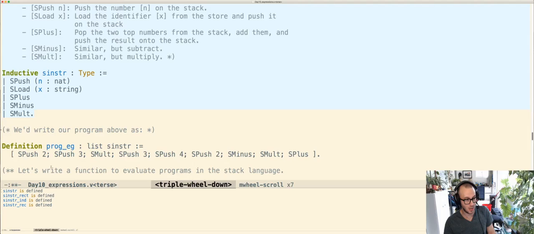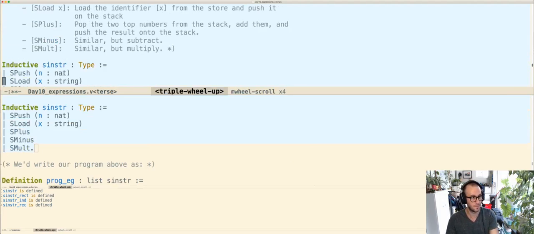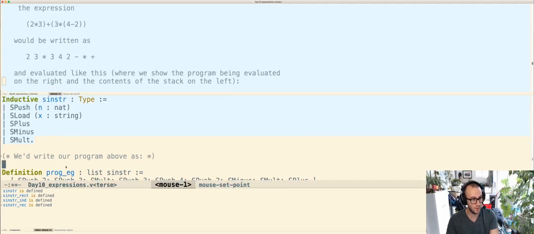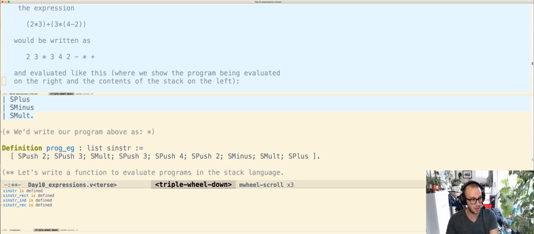So the program we saw above, this program, we would write like this. Push 2, push 3, multiply, push 3, push 4, push 2, subtract, multiply, add. Okay.